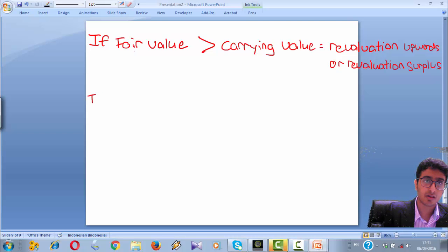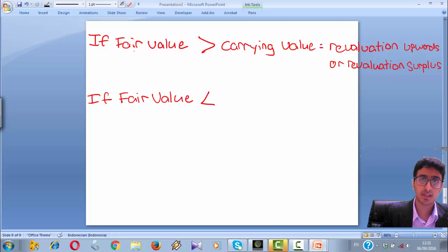If my fair value is less than my carrying value, then this is what we call a revaluation downwards.